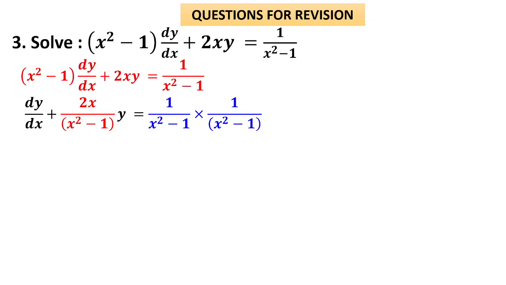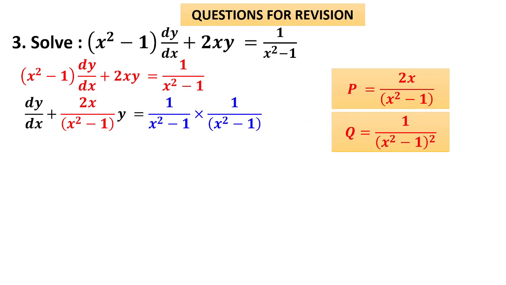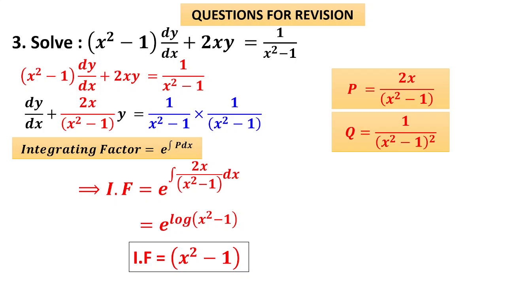So dy by dx plus 2x upon x square minus 1 y equals 1 upon x square minus 1 into 1 upon x square minus 1. Very simple now. P is 2x upon x square minus 1. Q is 1 upon x square minus 1 the whole square. Now I will find the integrating factor: e power integral 2x upon x square minus 1 dx, which is e power log of x square minus 1 because the numerator contains the differentiation of the denominator. Therefore, integrating factor is x square minus 1, since e power log of x square minus 1 is x square minus 1.